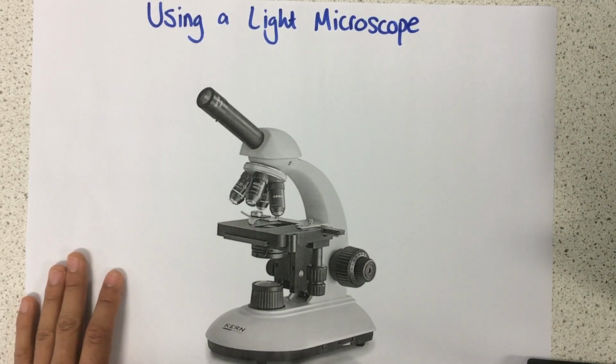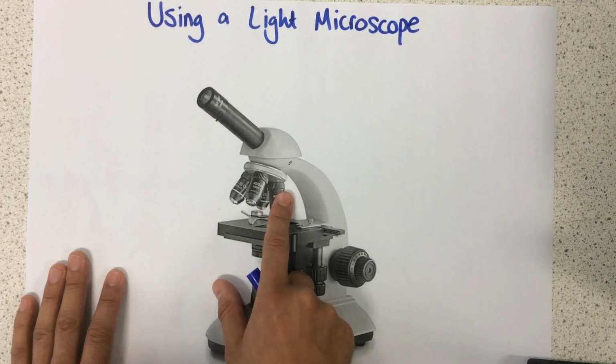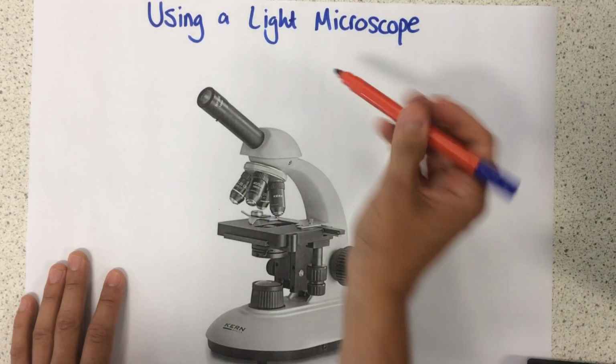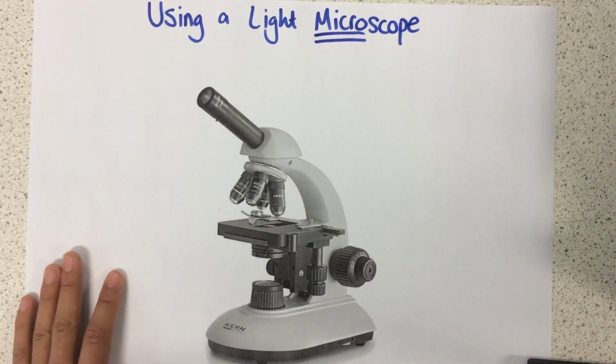They're different from telescopes because telescopes are used to view really distant things, such as planets or stars. Microscopes are used to look at things that are microscopic, very small.